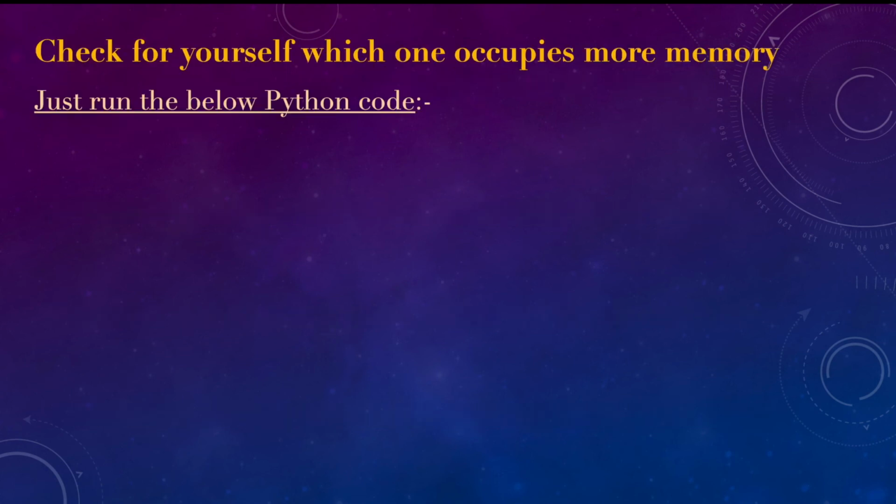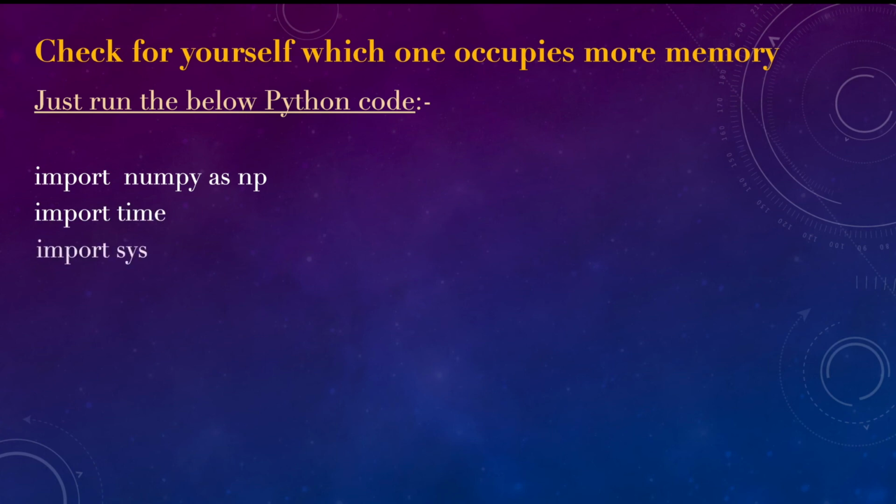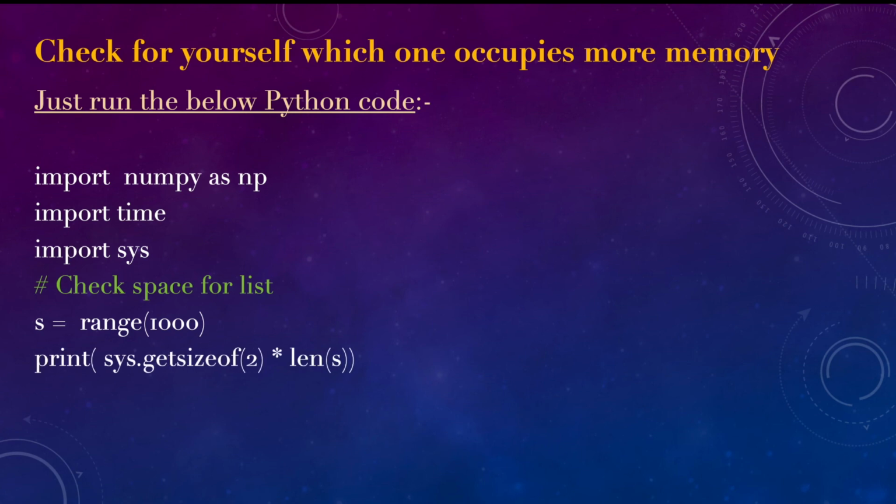So check for yourself which one occupies more memory. Just run the below Python code. Firstly, import NumPy as np, import time, import sys. Then start checking the space occupied by the list. For that, create a list by calling the range function. This range function is going to create a list with 1000 elements starting from 0 to 999.